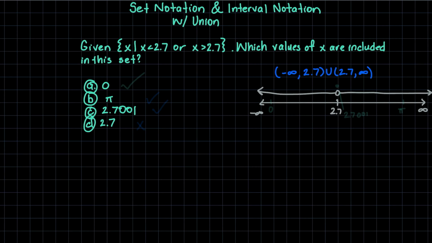Okay, first thing we're checking is 0. 0 is going to fall somewhere over here, which is in our set. Pi is 3.14, is going to fall somewhere over here in our set. 2.70001 is right to the right, which is in our set. But 2.7 is not in our set. And again, remember, when you see an interval notation or a set notation like this, it means all real numbers except for the number we are excluding.